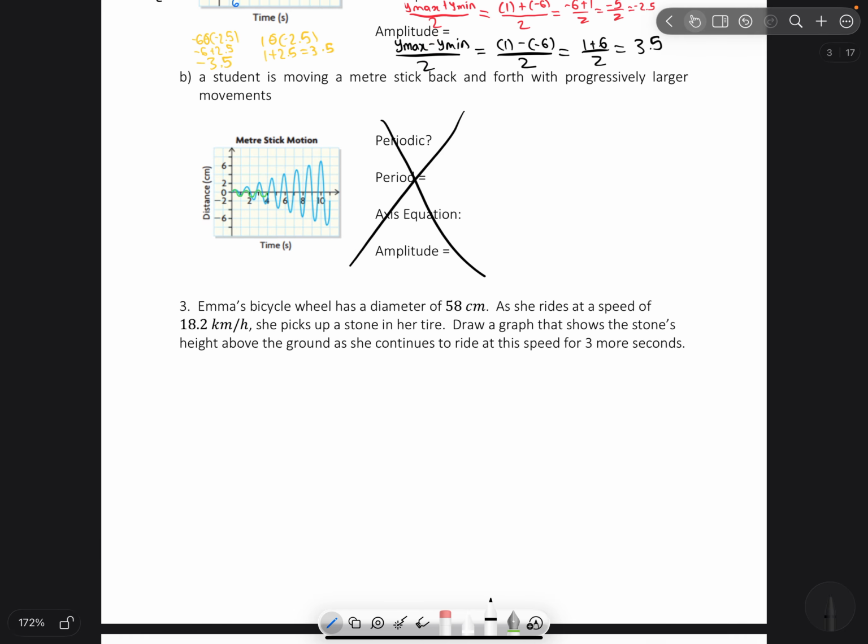Next, this is kind of like a physics question and a math question, right? Emma has a bicycle wheel with a diameter of 58 centimeters. She rides at the speed of 18.2 kilometers per hour. She picks up a stone in her tire. Now we have to draw the graph. Sorry, this question is kind of wrong here. It's supposed to say cycles. Three cycles, right?